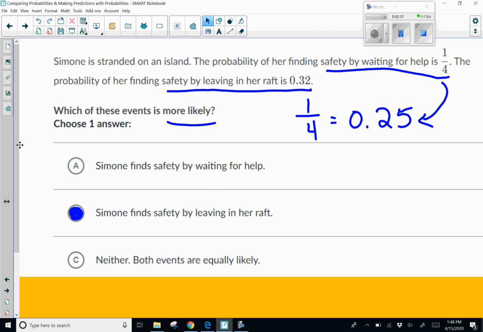Okay. This one says Simone is stranded on an island. The probability for finding safety by waiting for help is 1/4. The probability of her finding safety by leaving in her raft is 0.32. So 1/4 we know is 0.25, which is less likely than leaving in a raft, which is 0.32. So clearly leaving in the raft is the most likely to happen, which is answer choice B.